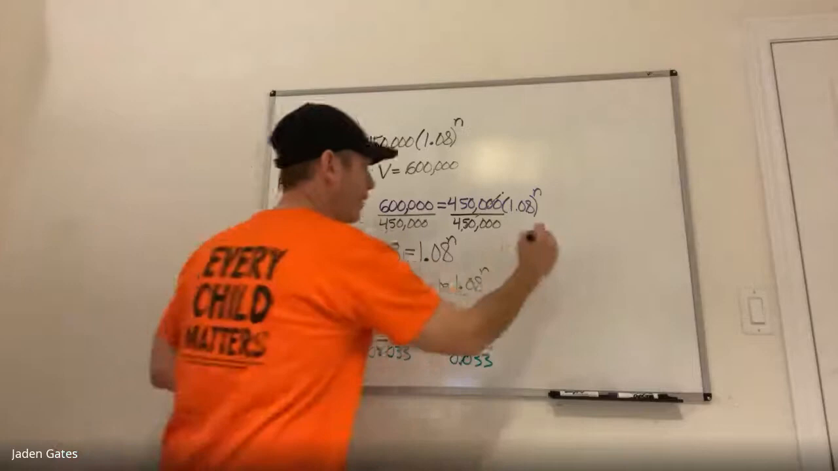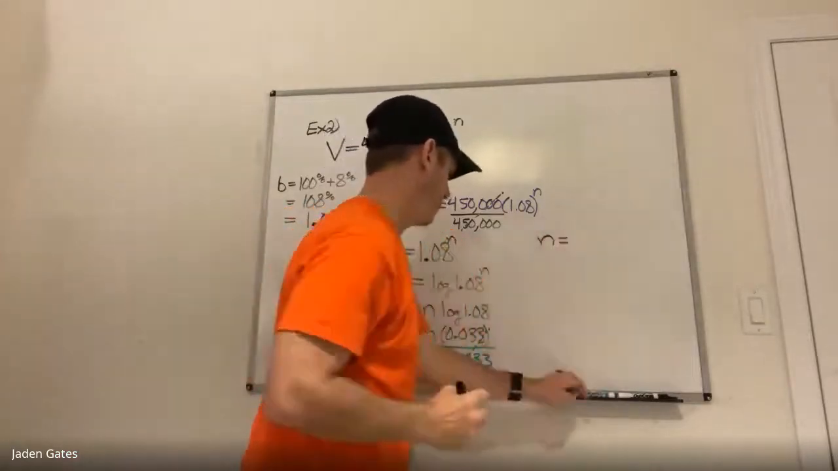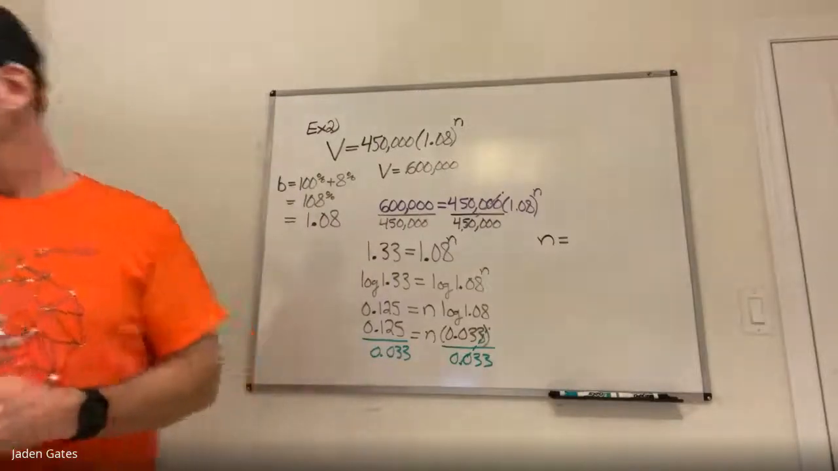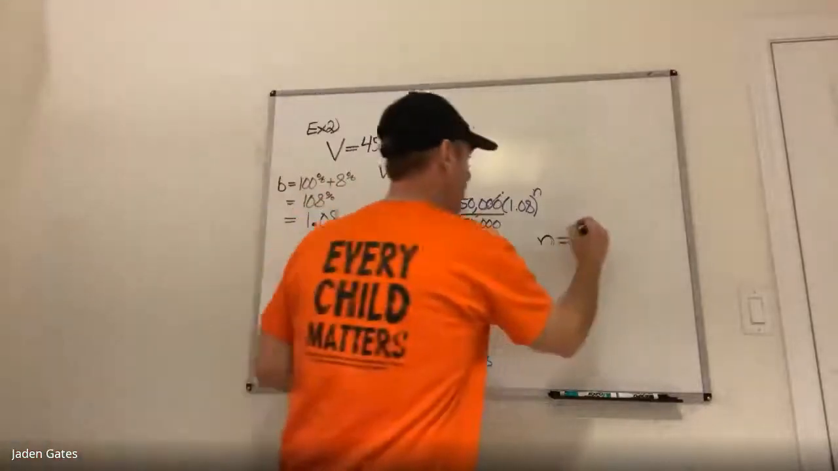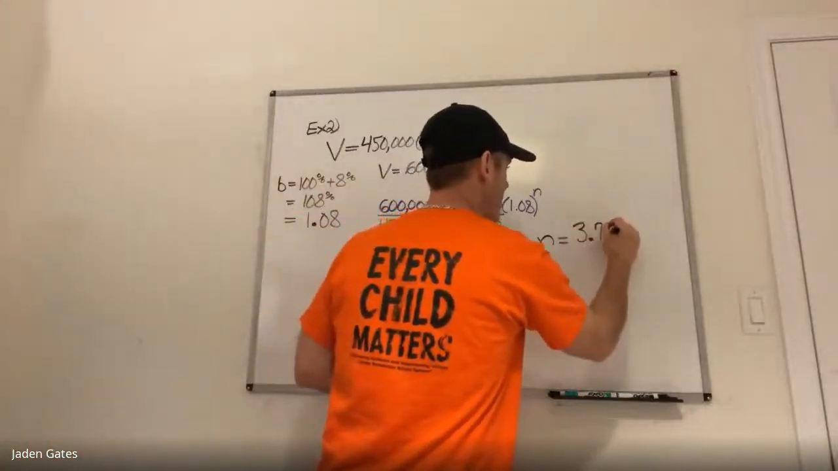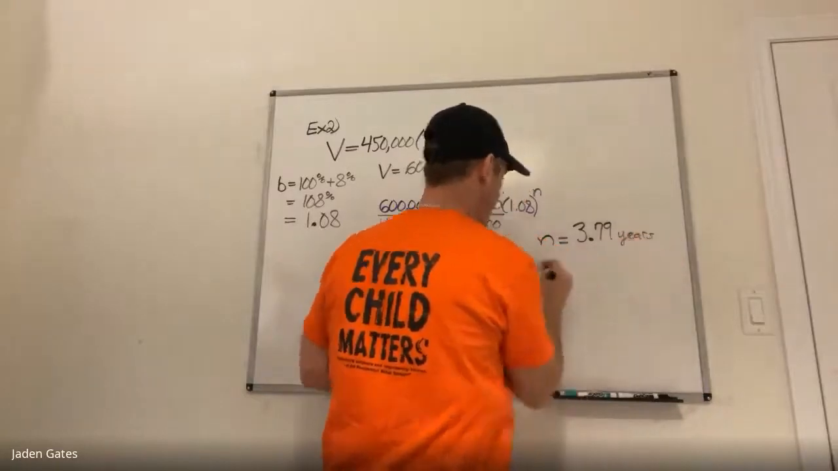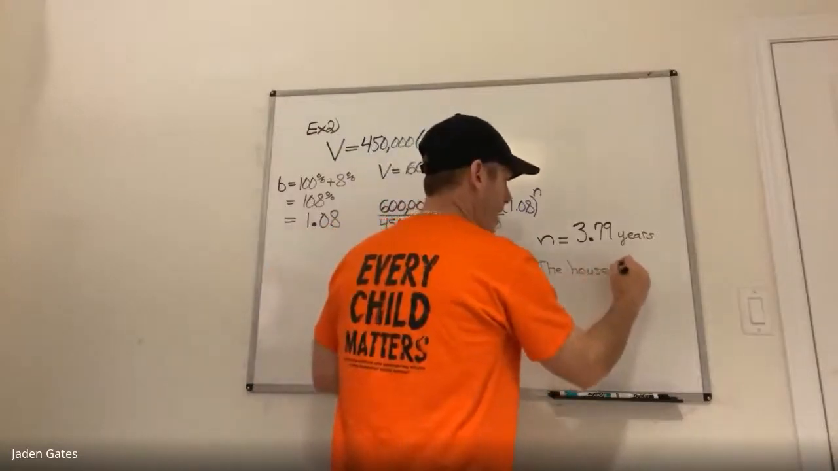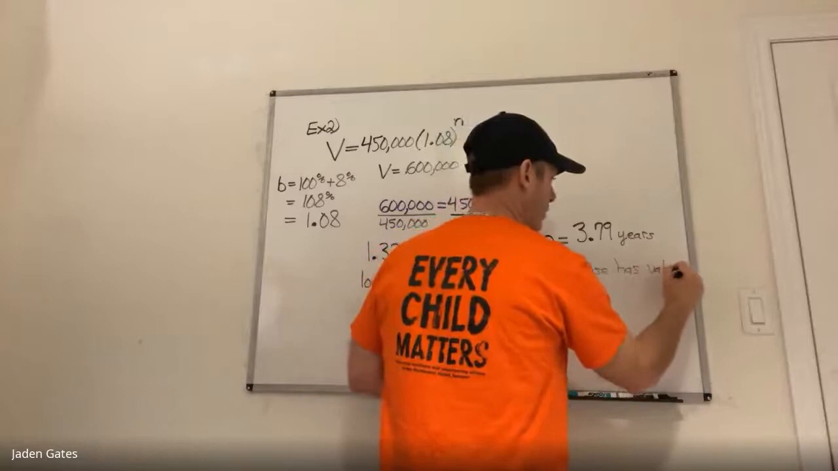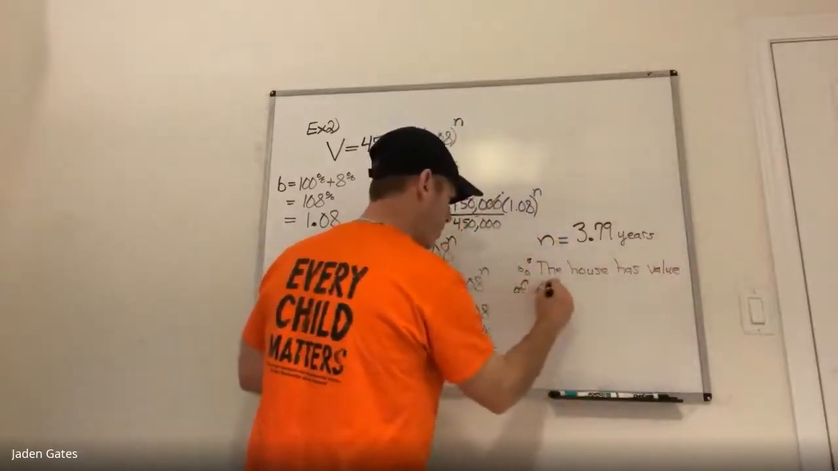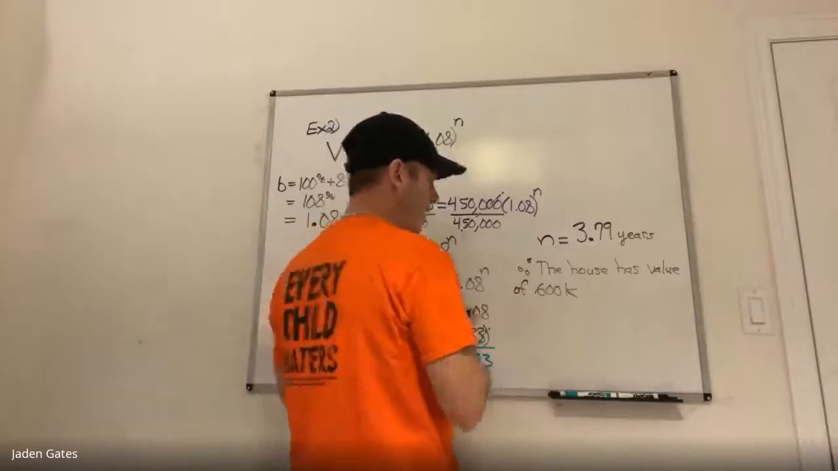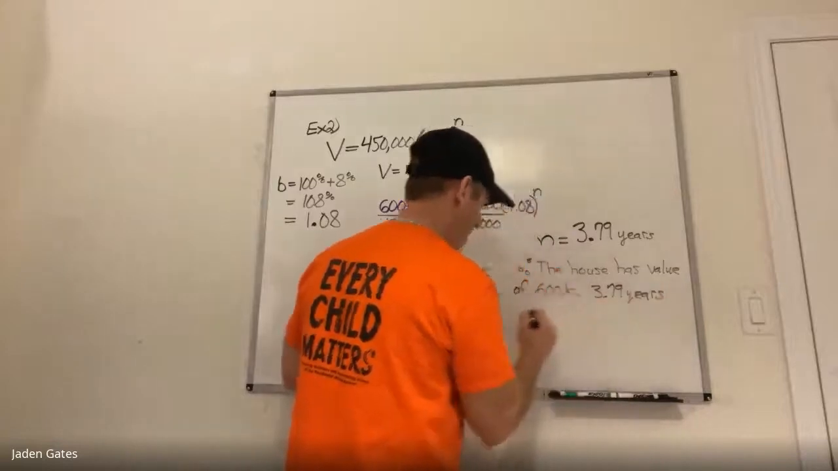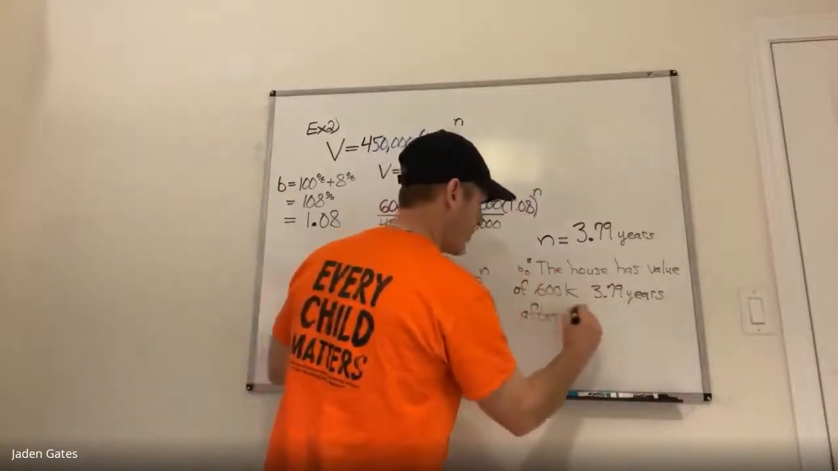My n is going to be 0.125 divided by 0.033. I divide those two and I get 3.79 years. And so therefore, the house has a value of $600,000, 3.79 years after 2018.